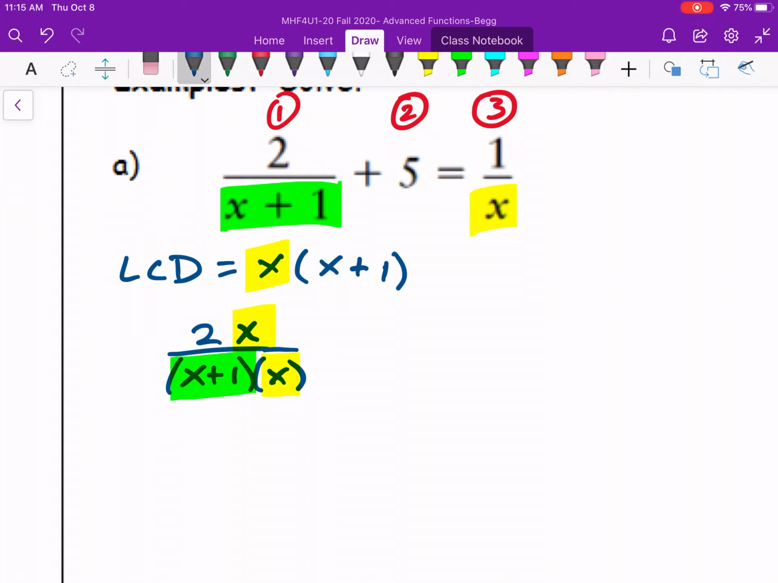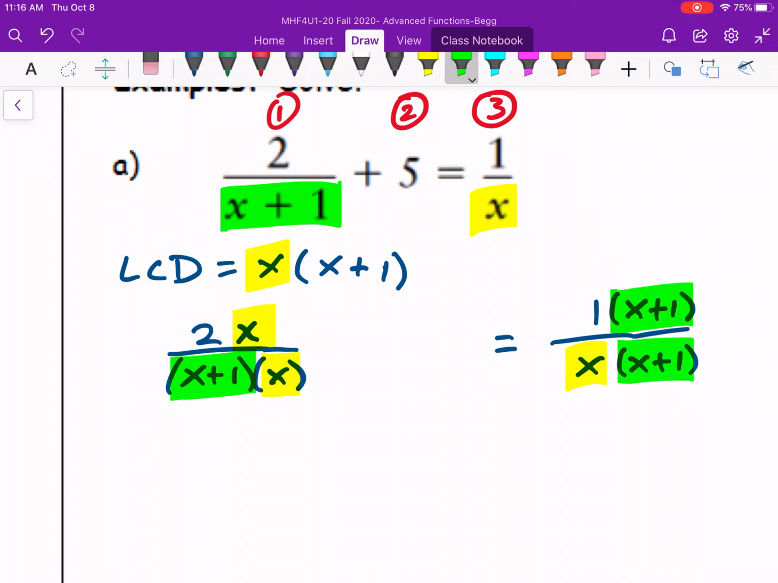Let's skip over the 5 for a second. Let's just go to the 1 over x part, and I want to change that into something with the same common denominator. Again, I need to have an x plus 1 on the bottom of this one as well. But I can't just add it to the bottom without adding it to the top. And so, there we go. I've added it to the top and bottom, and now I've got that common denominator for this part as well. The highlighting, the green and the yellow, is just meant to help you see where things are coming from.